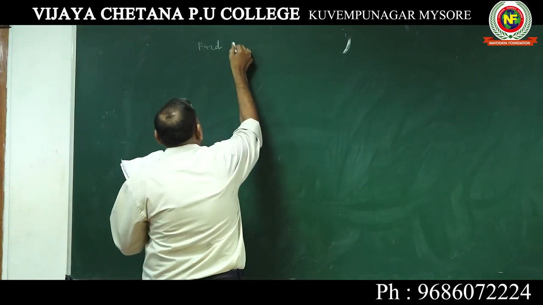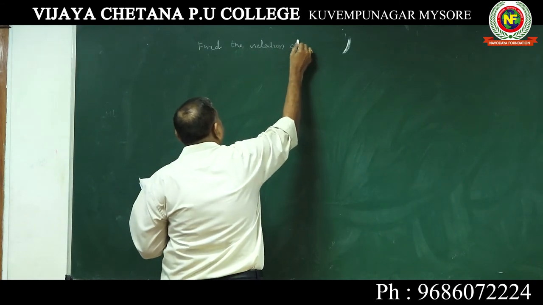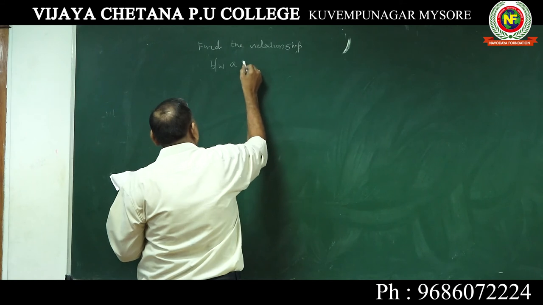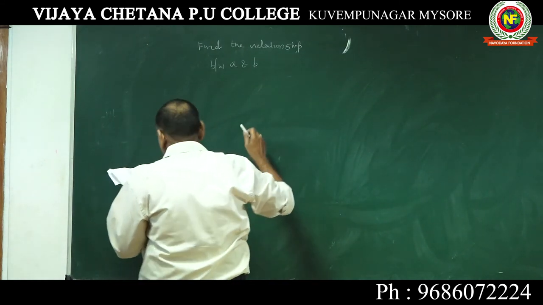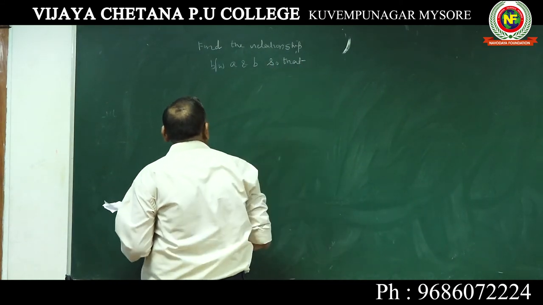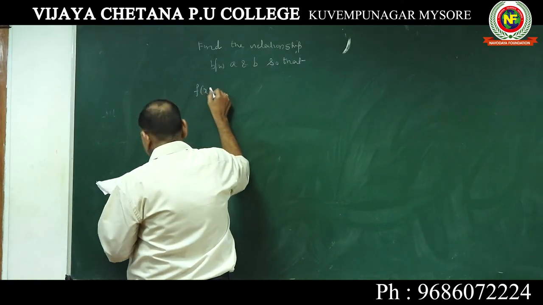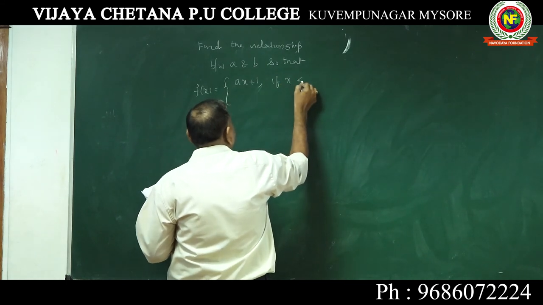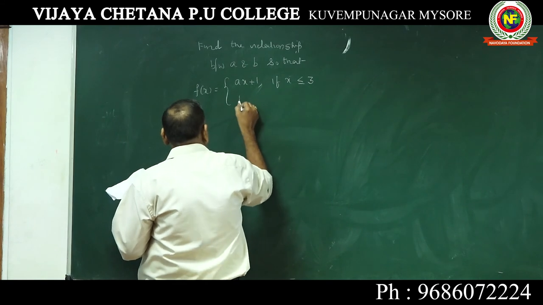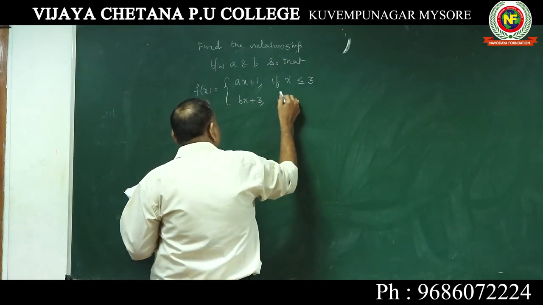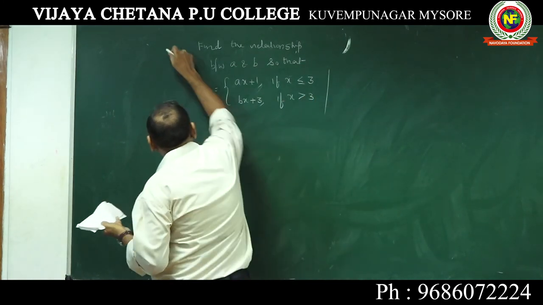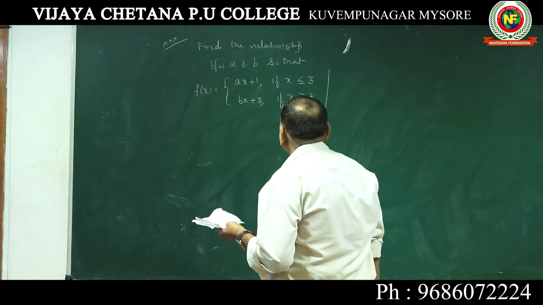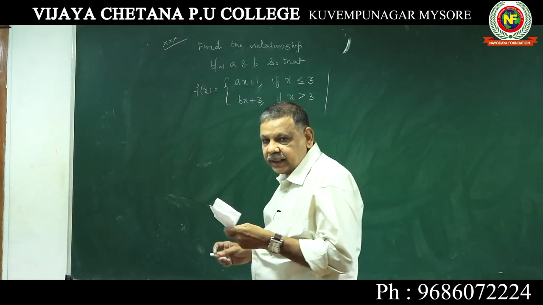Find the relationship between A and B so that f of x is equal to ax plus 1 if x is less than or equal to 3, and bx plus 3 if x is greater than 3. Please try it, let me see; I will give you a hint also. This is a very important question, and you may get it in the exam.